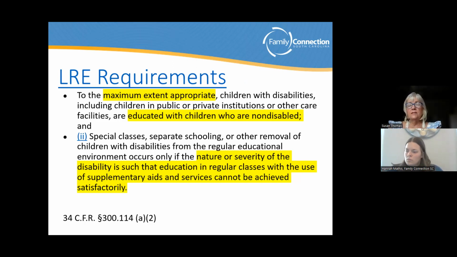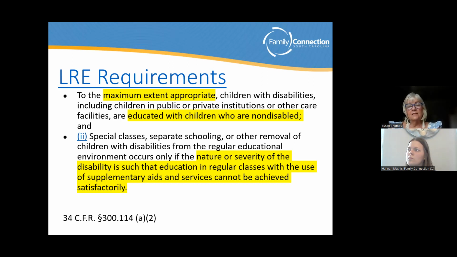And so this is from the law. What the law says about LRE requirements. I like to just go straight to it. And it says to the maximum extent appropriate. And appropriate is the big word there. Who determines appropriate? How do we know what's appropriate? But that's the catcher there.